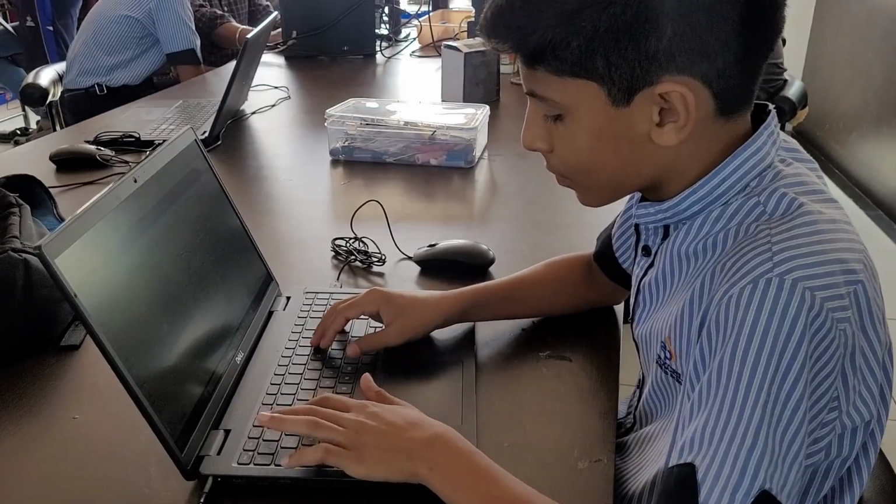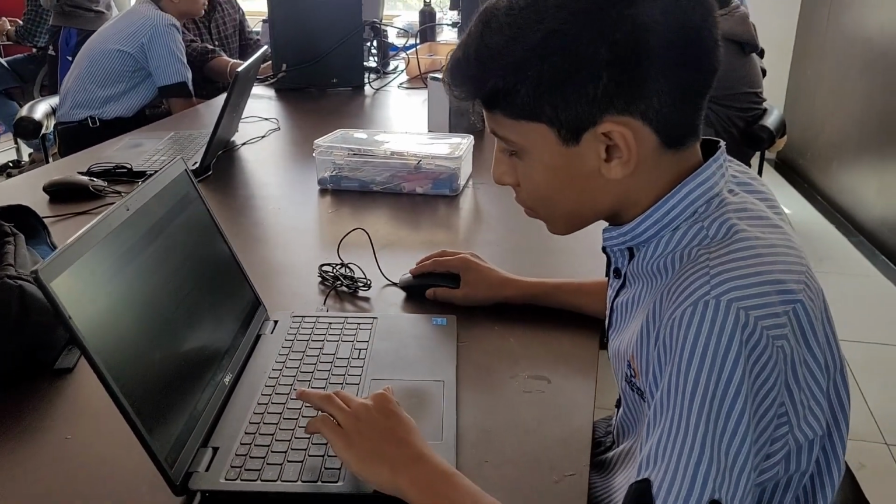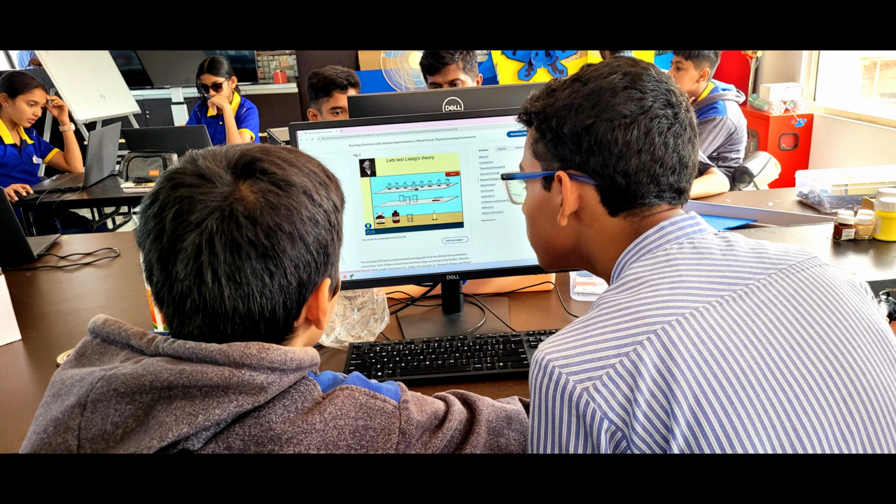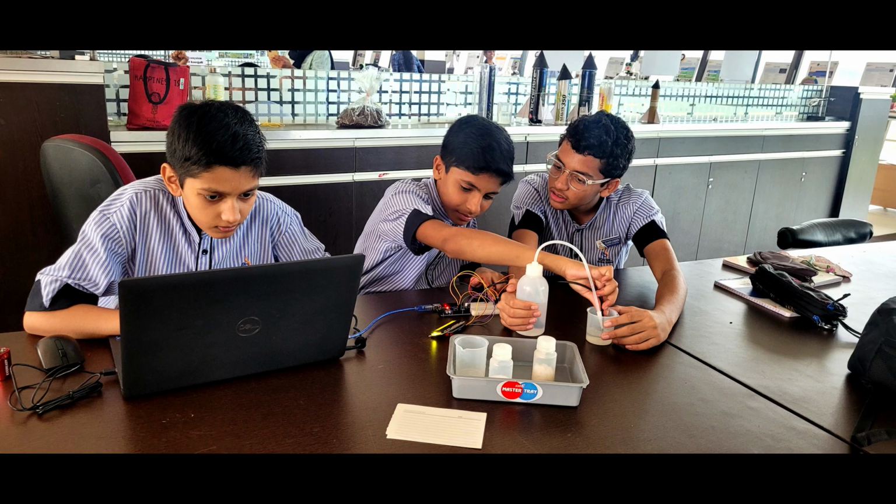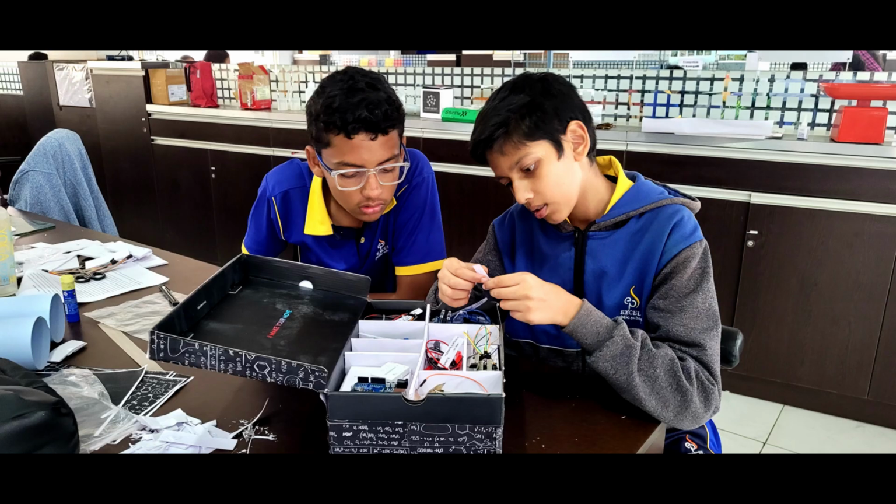Samrat developed the technical aspects of the experiments and Arduino coding. Pradyumna tested and refined the experiments to ensure they aligned with the curriculum and were easy to use. And I focused on the research and conceptualization of the kit.